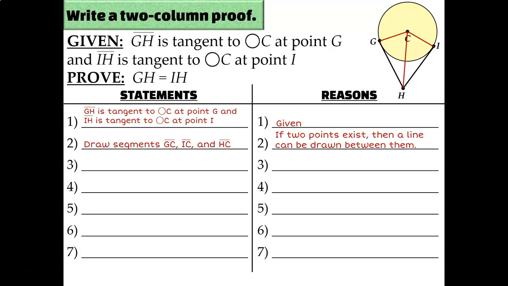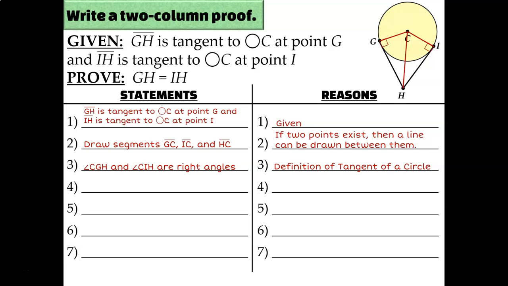The first thing I would know is true is that angles CGH and CIH are right angles by the definition of a tangent to a circle. If GH is tangent to circle C at point G, then it has to be perpendicular to radius CG, which means it forms a right angle. And same thing with tangent IH and radius CI.